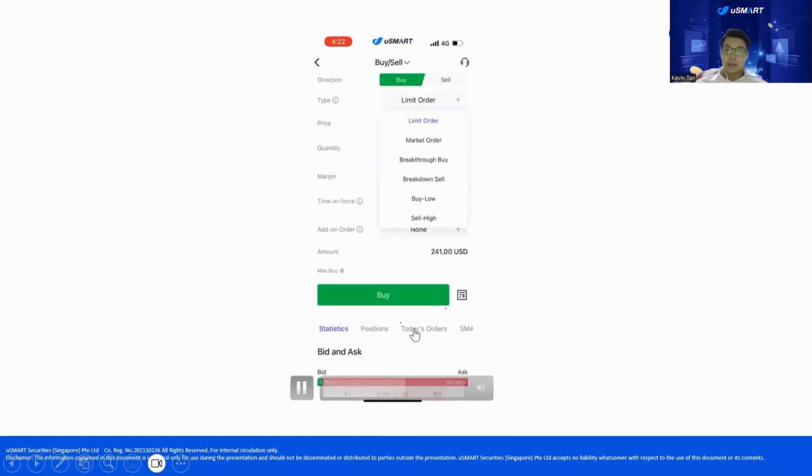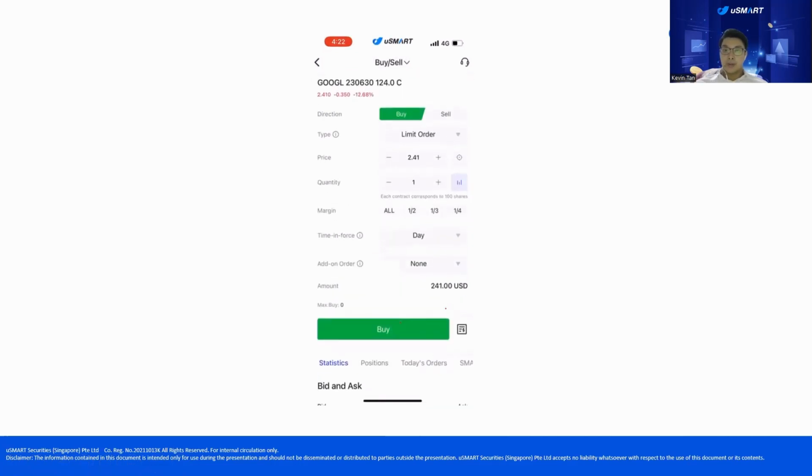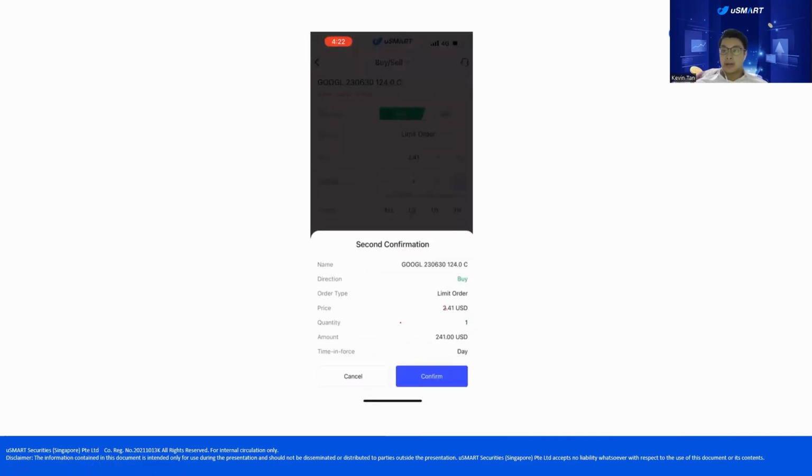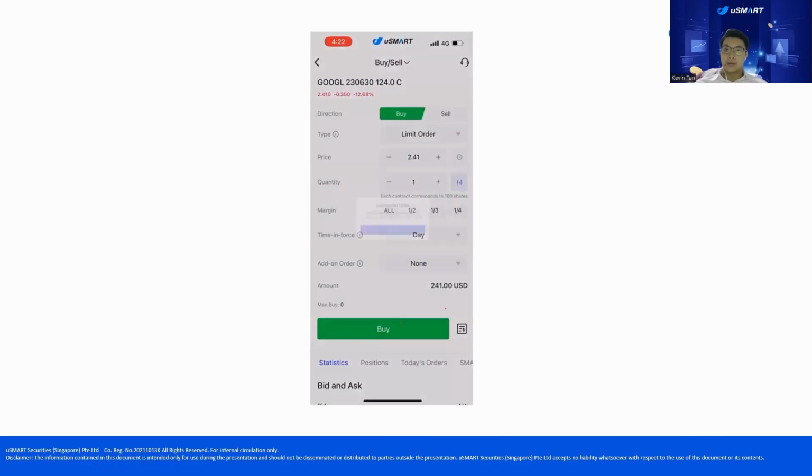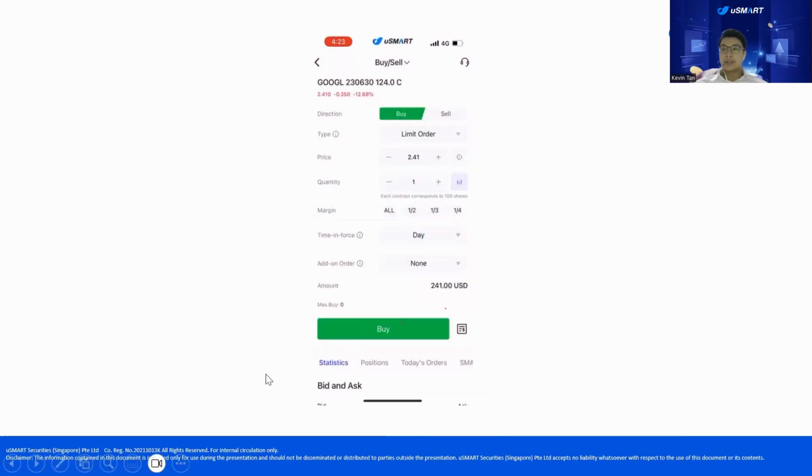And at the order type, there are different types of order. There's limit order and market order and various types of order that uSMART supports. So limit order is basically putting a price that you'd like to trade at. So right now we place a limit order at 2.41, which means that the order will get filled if the option actually trades at $2.41. But of course, if the option actually moves outside of this range, this order may not get filled.